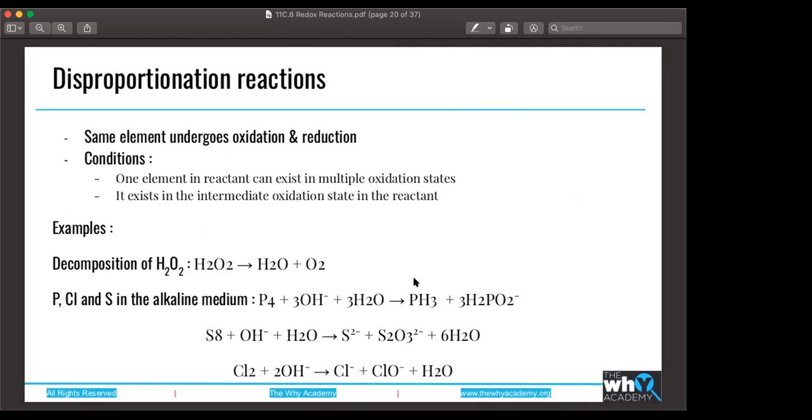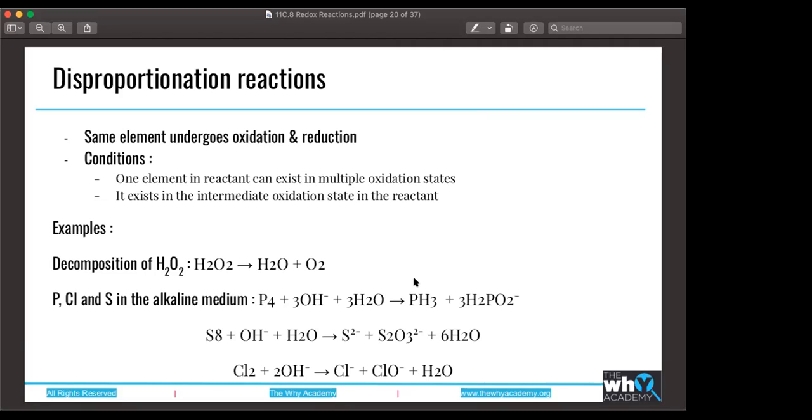Now coming to disproportionation reaction. Disproportionation reactions, if you see that the same element undergoes both oxidation and reduction, then that kind of reaction is called a disproportionation reaction. So the condition for disproportionation reaction is that one element in the reactant should be able to exist in multiple oxidation states.